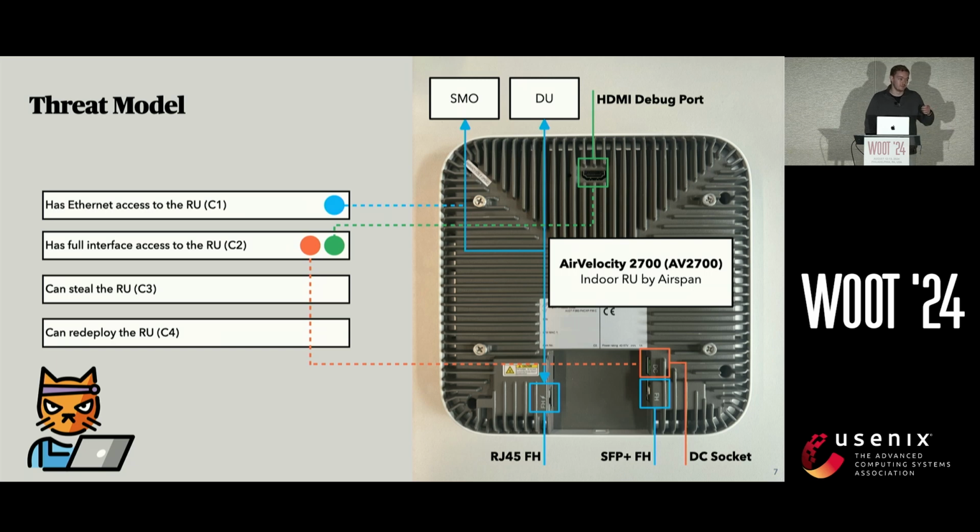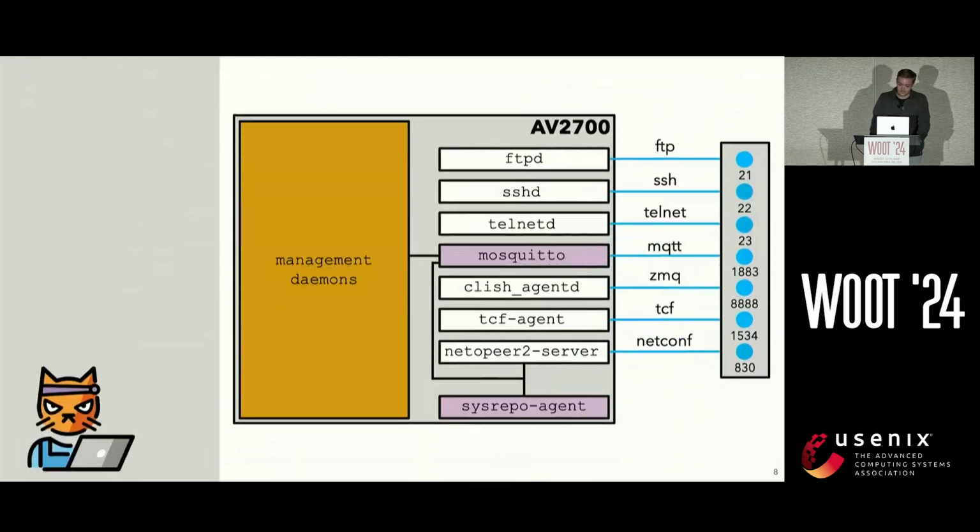However, as already mentioned, we will focus on C1, and that is because most of the other capabilities are just so powerful. For example, having access to the power socket gives you a trivial denial of service. And the debug port, it is HDMI. We have our suspicions of what's implemented there, but this is also a very powerful interface to have. So we assumed an adversary having C1, being able to connect to the RU via Ethernet. And this is basically what we found.